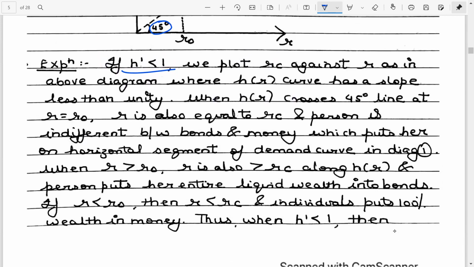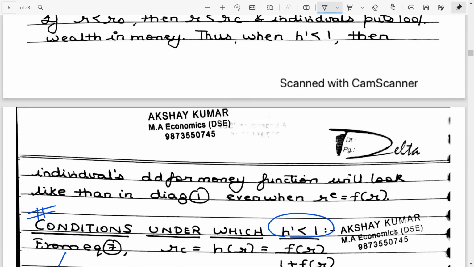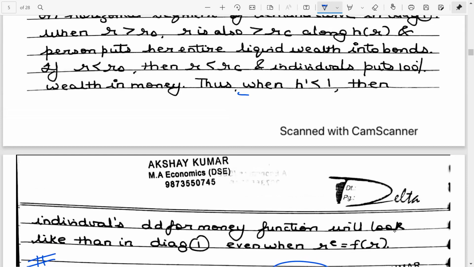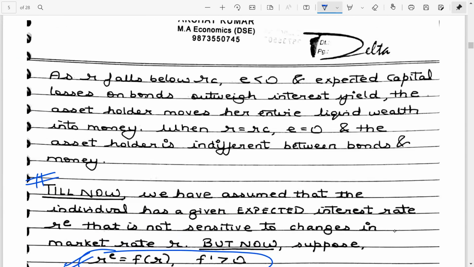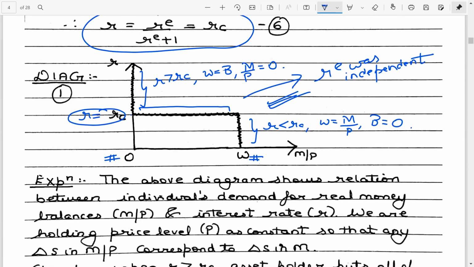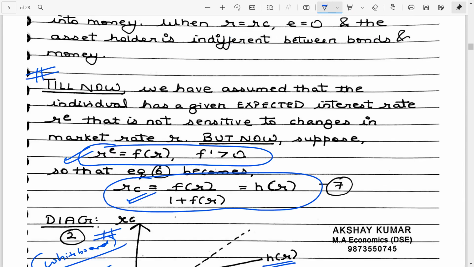Okay, so hoping all students have understood this. So look at this. When h dash is less than 1, then the individual's demand for money function is going to look the same as diagram 1, when re is a function of r. What is diagram 1? This is my diagram 1. So when you make the assumption that re is independent, it does not depend on any factor, then you get the same money demand curve. When you make the assumption that re depends on r, then also you get the same money demand curve. So this is where I stop.